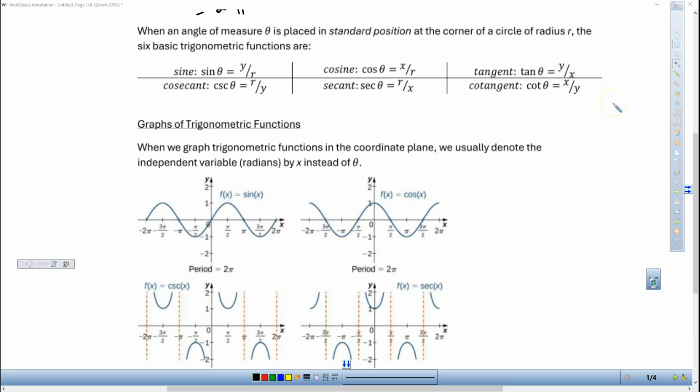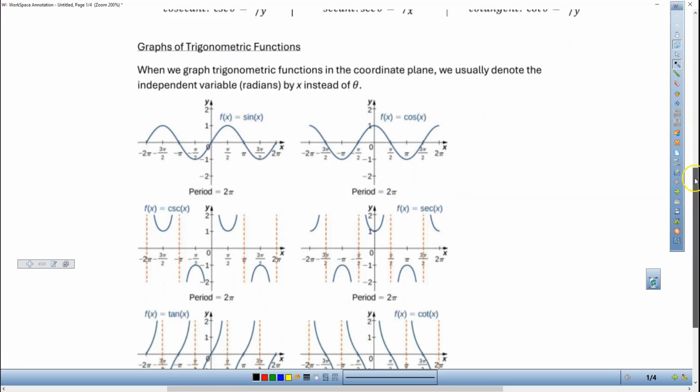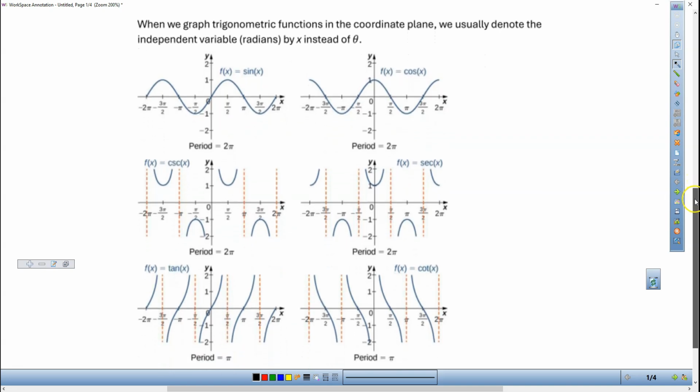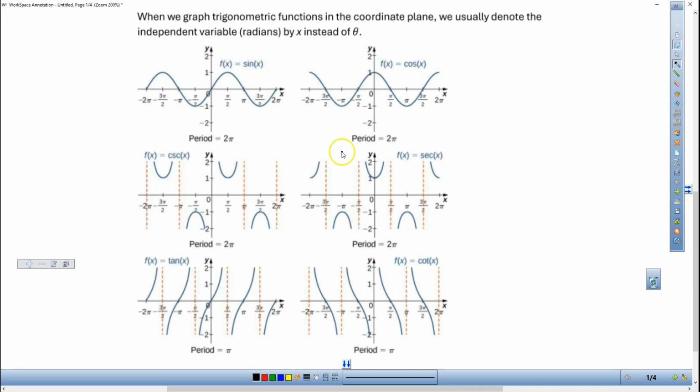And when we graph these functions, of course, we are going to get some very familiar graphs if you recall previously. If we put these in the coordinate plane, we are going to denote our radians with the value x instead of theta, which is a very common substitution. So f of x will equal sine of x, f of x equals cosine x. Here is our cosecant of x, and our secant and our tangent and cotangent. You'll note we have our intervals set to values of pi over 2 for all of these, and you can see that we have period values in here.